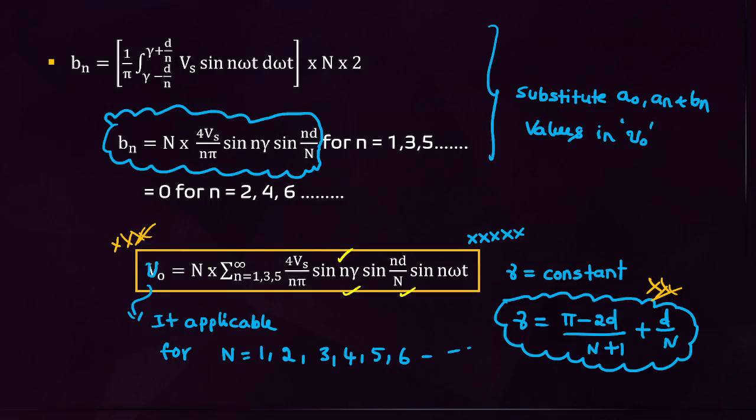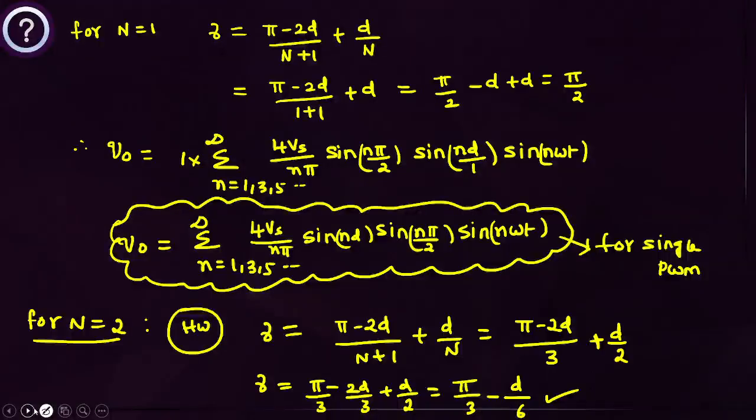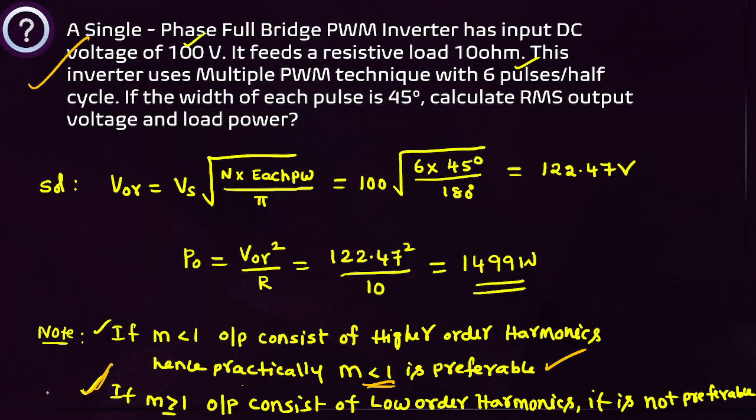In this, you have to substitute n equal to 1 for single pulse PWM, n equal to 2 for the 2-pulse PWM technique, n equal to 3 for 3-pulse PWM. This formula is the generalized formula to write for any number of pulses per half cycle. But we don't expect this formula; it is already given for a single pulse width. And this problem you have to practice.